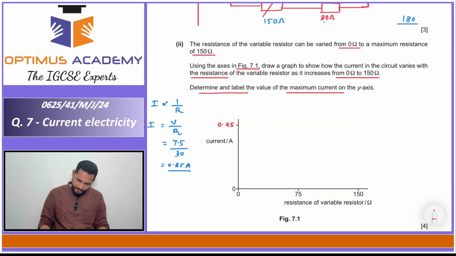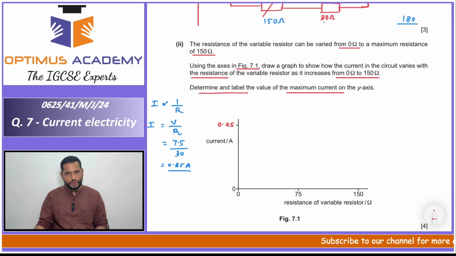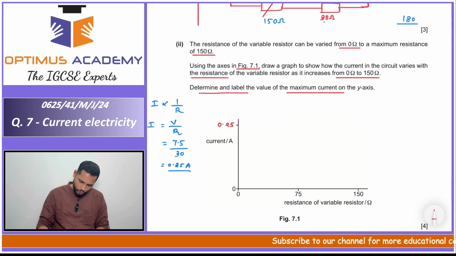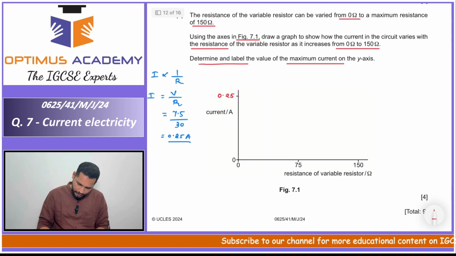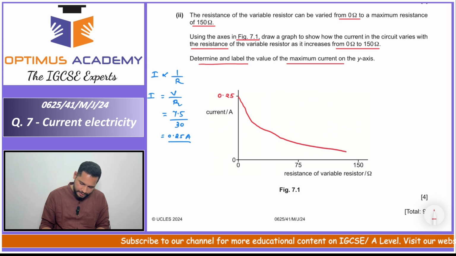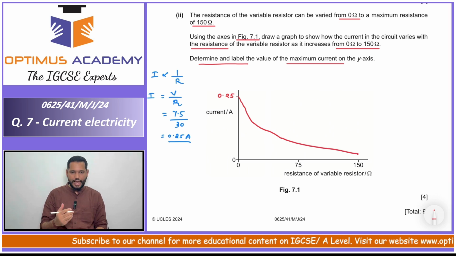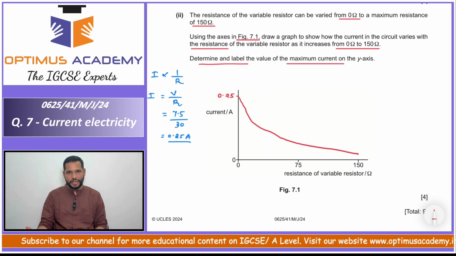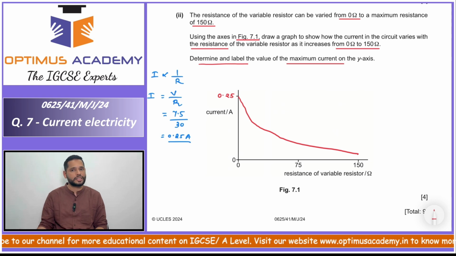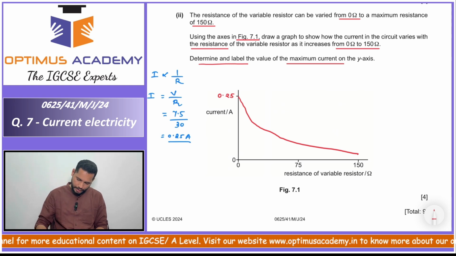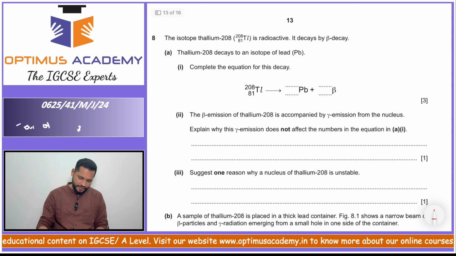Now when we have 75 ohms of resistance, we need to understand that the current is going to decrease as the value of resistance increases. So we have to show the graph like this with the decreasing gradient. As the value of resistance increases, the current in the circuit decreases. We will go to the next question, that is question number 8.